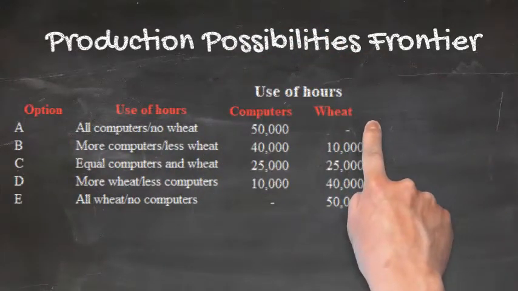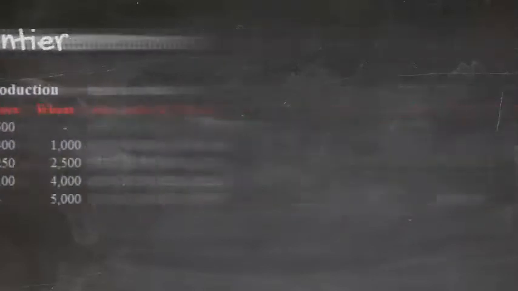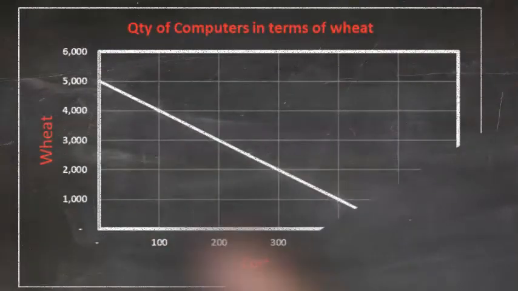Item A, we produce all computers and no wheat. We produce all 50,000 hours, produce 500 computers. At the other end of the scale, we do all wheat and no computers. We'd have 0 computers and 5,000 tons of wheat. Now we can graph that.